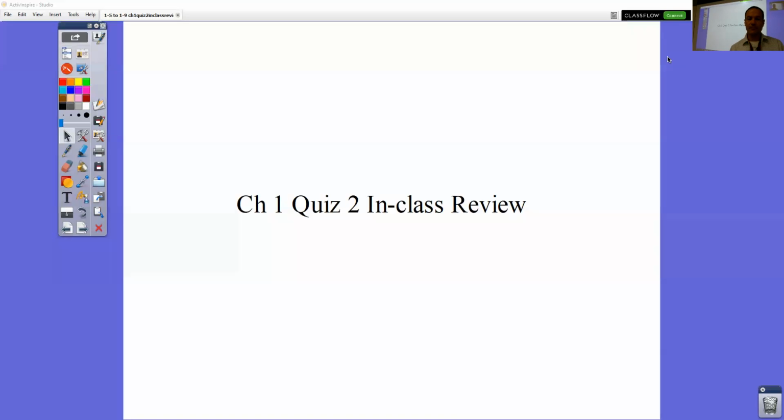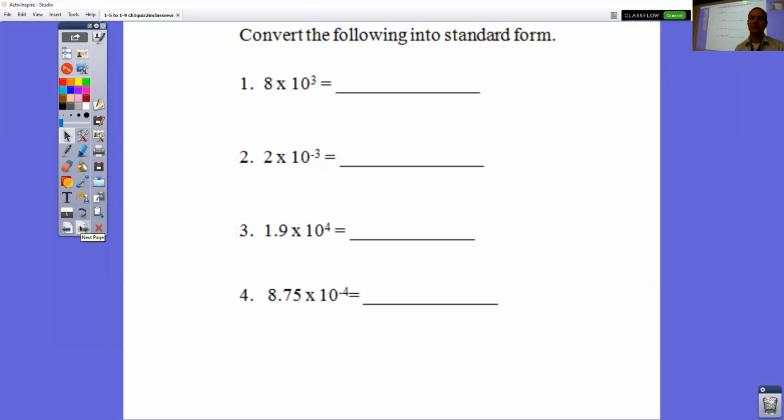This is the review for the Chapter 1 Quiz 2. This covers sections 1-5 to 1-9. So the first section on your quiz, you have to convert the following numbers into standard form.